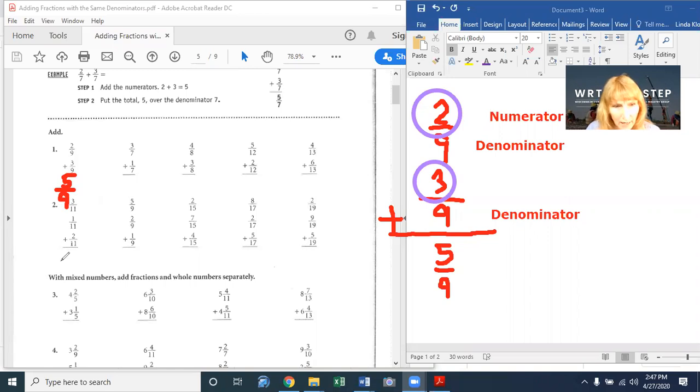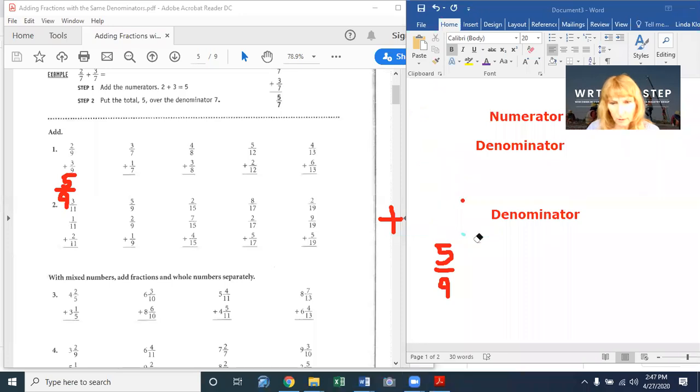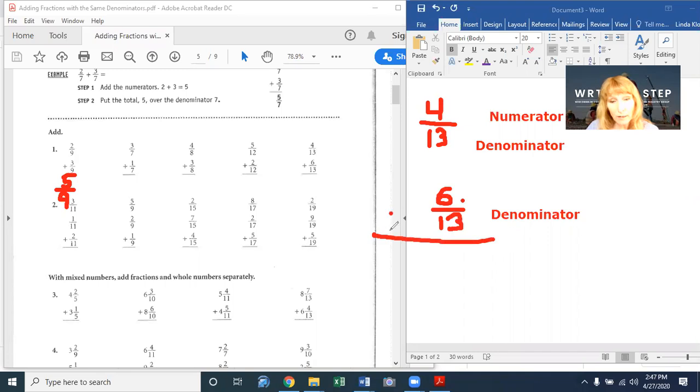Okay, let's take a look at the last one in this row, 4/13 plus 6/13. I'm going to clear my screen of the unnecessary. So that is 4/13. 4 is my numerator. 13 is my denominator. I'm going to add to that 6/13. 6 is my numerator. 13 is my denominator. So my first thing to do is to check, are my bottom numbers the same in these fractions? And the answer is yes, they're both 13s.